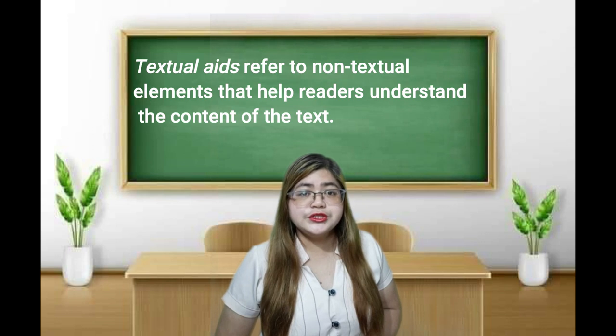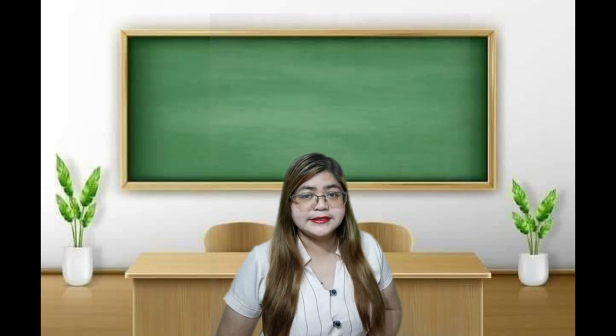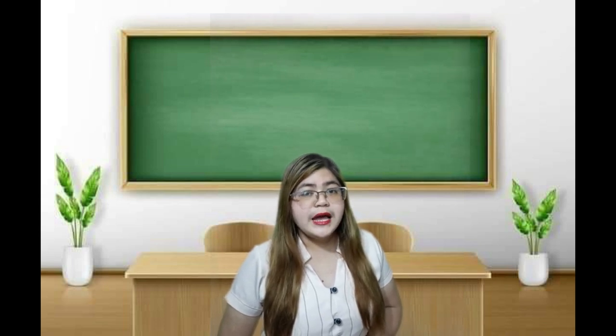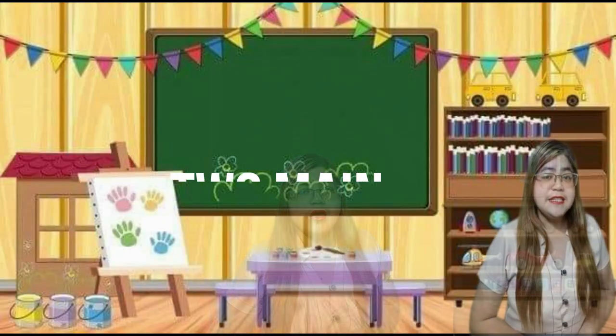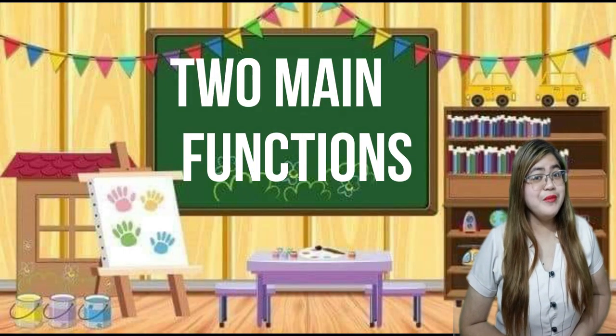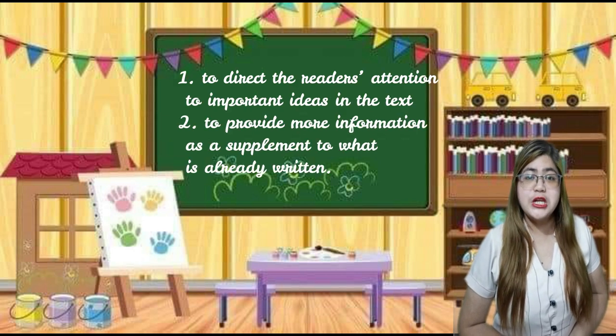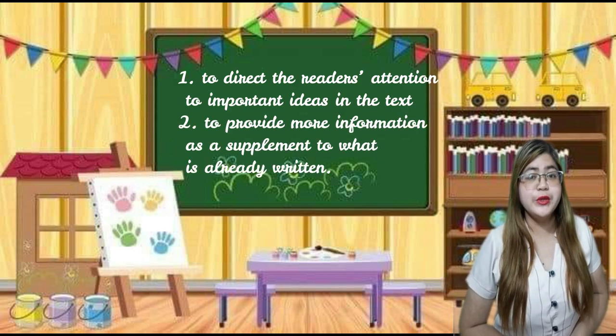Textual aids refer to non-textual elements that help readers understand the content of the text. They also refer to elements that stand out from the main text, such as titles and subtitles, bold, italicized, and underlined text. Non-textual elements include illustrations, maps, tables, graphs, and charts. These aids have two main functions, namely, first, to direct the reader's attention to important ideas in the text, and second, to provide more information as a supplement to what is already written.